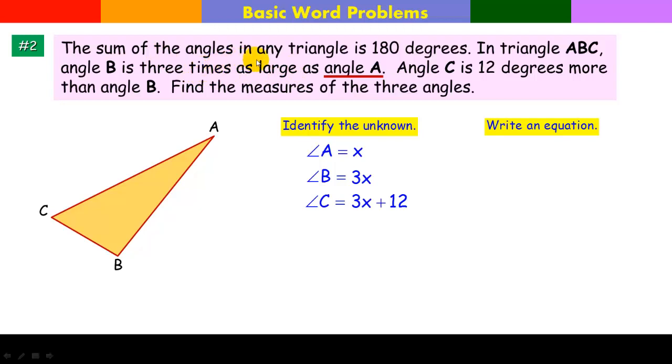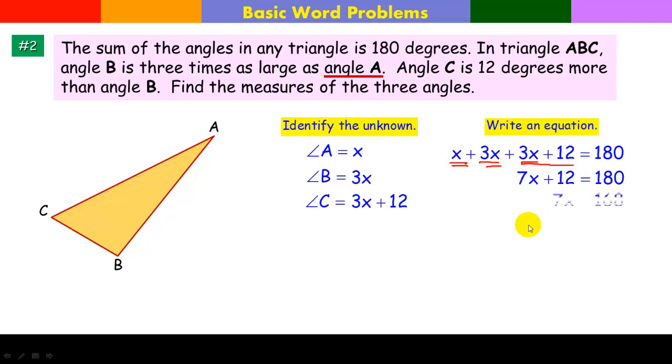Anyway, the sum of the angles in any triangle is 180 degrees. So I know that angle A plus angle B plus angle C, we add them all up, it's 180. Angle A we use as x. Angle B is 3x, and of course angle C is 3x plus 12. We can go ahead and combine like terms here. Subtract 12 from both sides, divide by 7, and we have x equals 24.